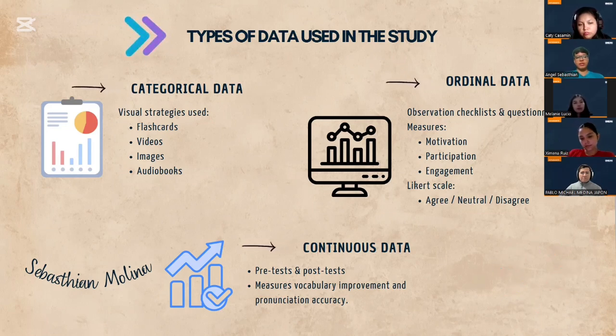Finally, continuous data is obtained from the pre-test and post-test. These results help measure vocabulary improvement and pronunciation accuracy after applying visual strategies in class. Overall, these three types of data are important because they provide information about student learning progress and classroom experience.